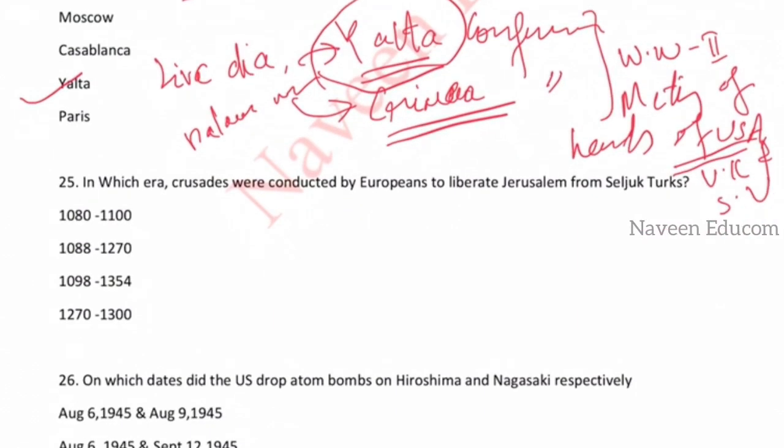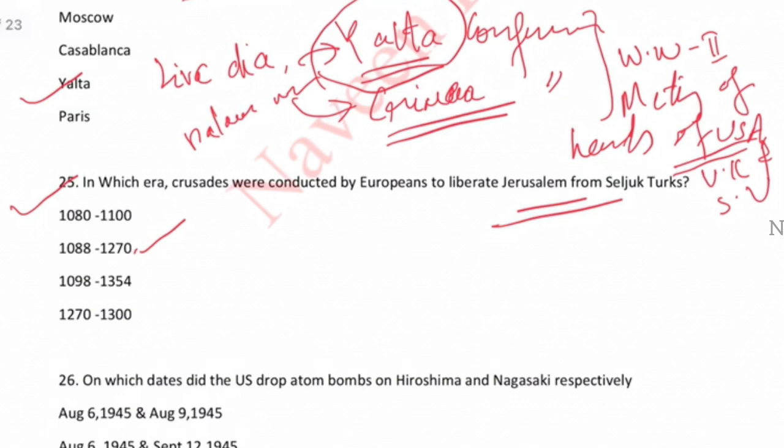In which era were the crusades conducted by Europeans to liberate Jerusalem from the Seljuk Turks? Students, this is something regarding history. So the answer here is 1088 to 1270. So that is regarding it. Coming to the next question.